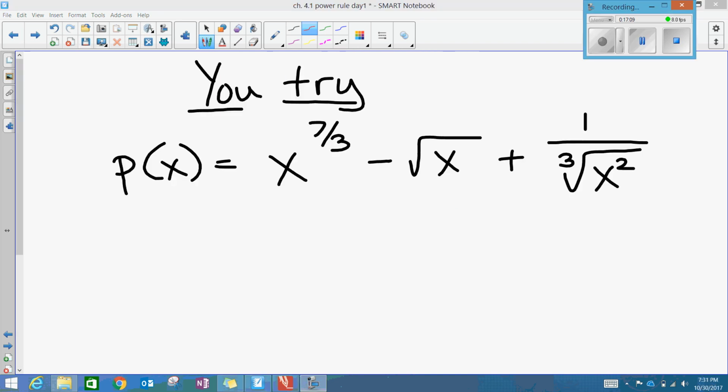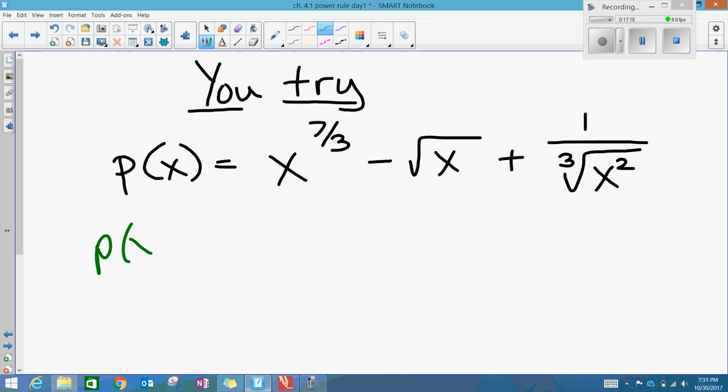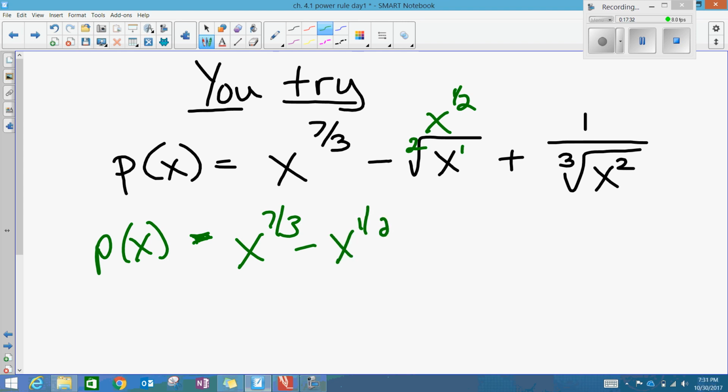Okay, so let's try this one. I'll go ahead and do this one with you guys. So first, let's rewrite. The first term's fine the way it's written, right? X to the 7/3. Good job. This is actually x to the 1/2. Remember, there's a little 1 here, and there's no index written, so it's a 2. So minus x to the 1/2.